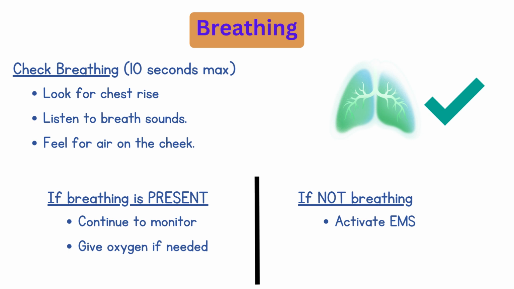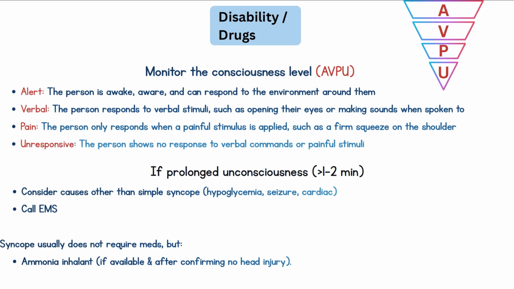Now, everyone should know the AVPU scale, which helps in assessing the consciousness. A stands for alert. The patient is alert and responsive. V stands for verbal. The patient responds to verbal commands. P stands for pain. The patient only responds to painful stimuli. U stands for unresponsive. The patient shows no response at all.